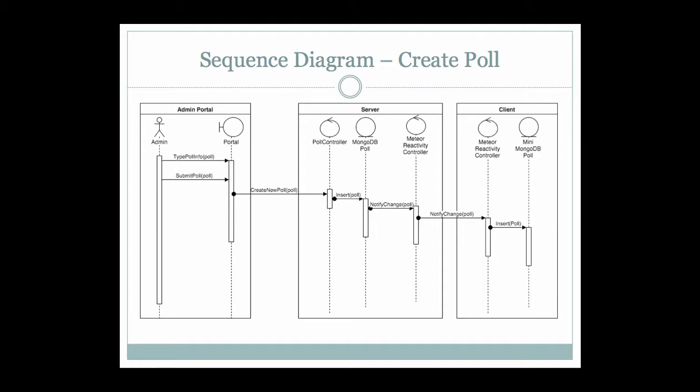Once it recognizes that the database has been updated, the Meteor reactivity controller, which pushes real-time changes to all clients, will do so by notifying a change to the Meteor reactivity controller inside each client. Once so, it'll enter the poll into the Mini Mongo database in each client, and we see that all the changes have gone through every single part of the system and all the way to the end client, where the client will be able to see the changes made.